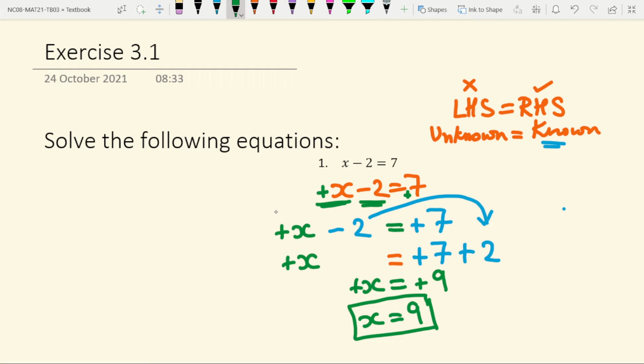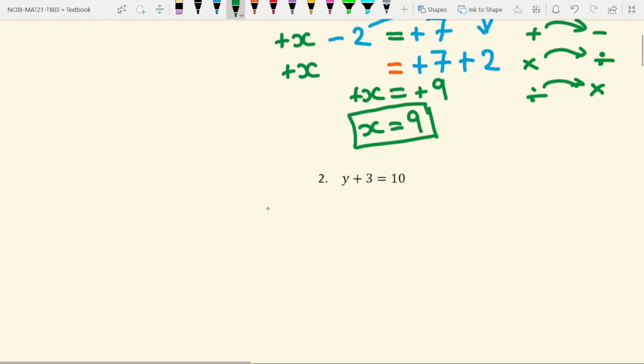All we have to remember is that unknown terms should be in LHS and all the known terms should be in RHS. If they are not in the right places, we have to shift them, and while shifting we have to change the symbols. Minus will become plus, negative will turn into positive, plus will become minus, multiplication will become division, and division will become multiplication. If you remember this much, we can solve all the equations easily. So let us see the next equation now.